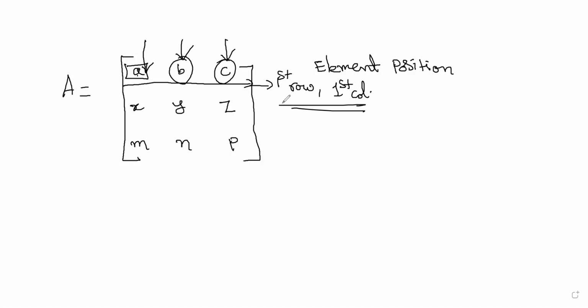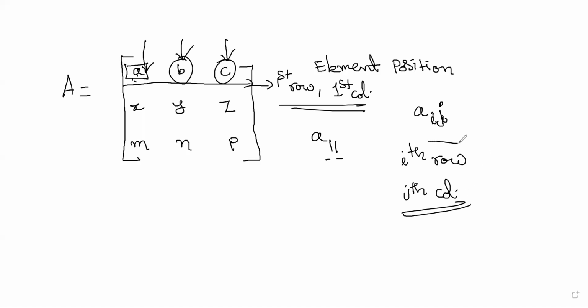So first row, first column is called A11. Here the first 1 refers to the row and the second 1 refers to the column. The actual format is Aij, where i is the ith row and j is the jth column. This is the funda. So this decides the position. If I say A11, it means first row, first column, that is A here.